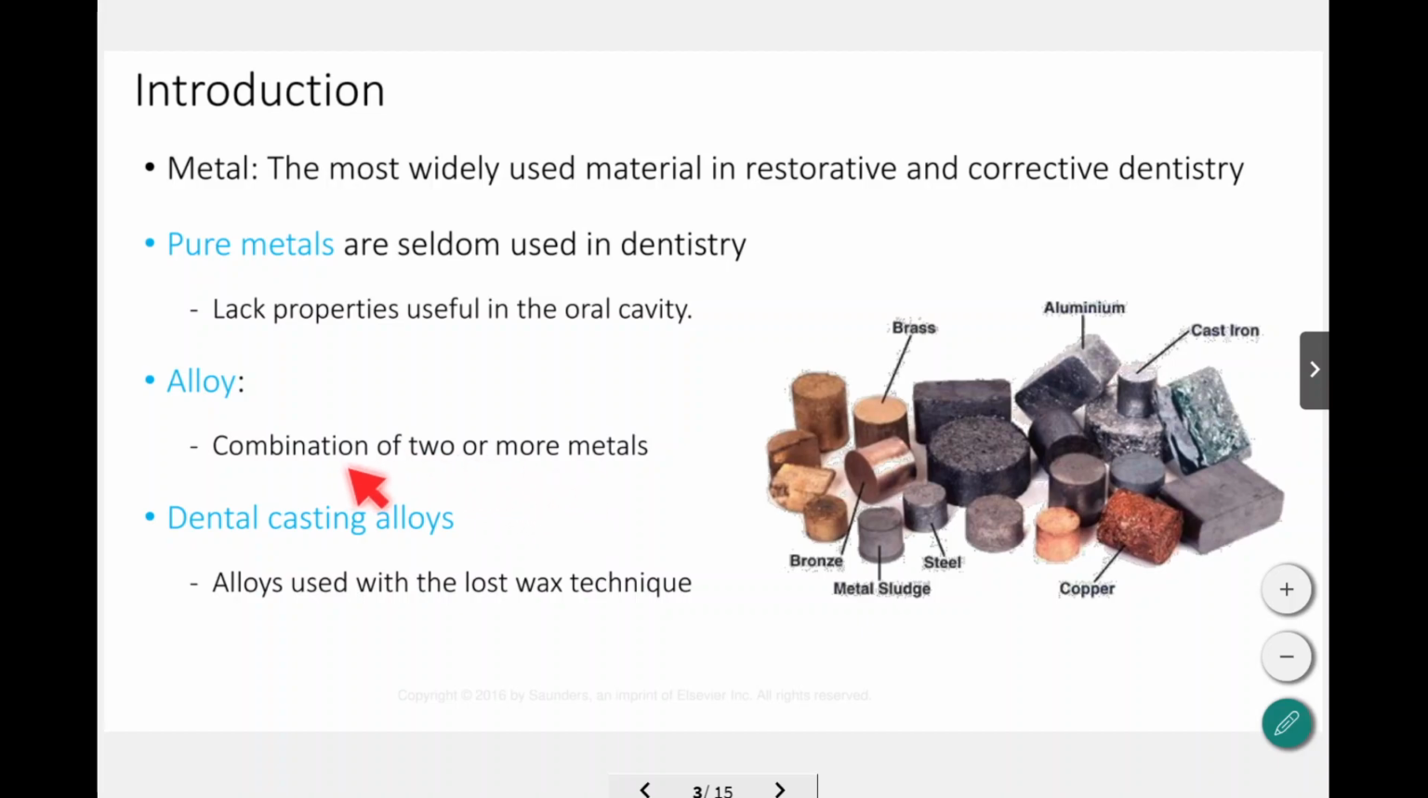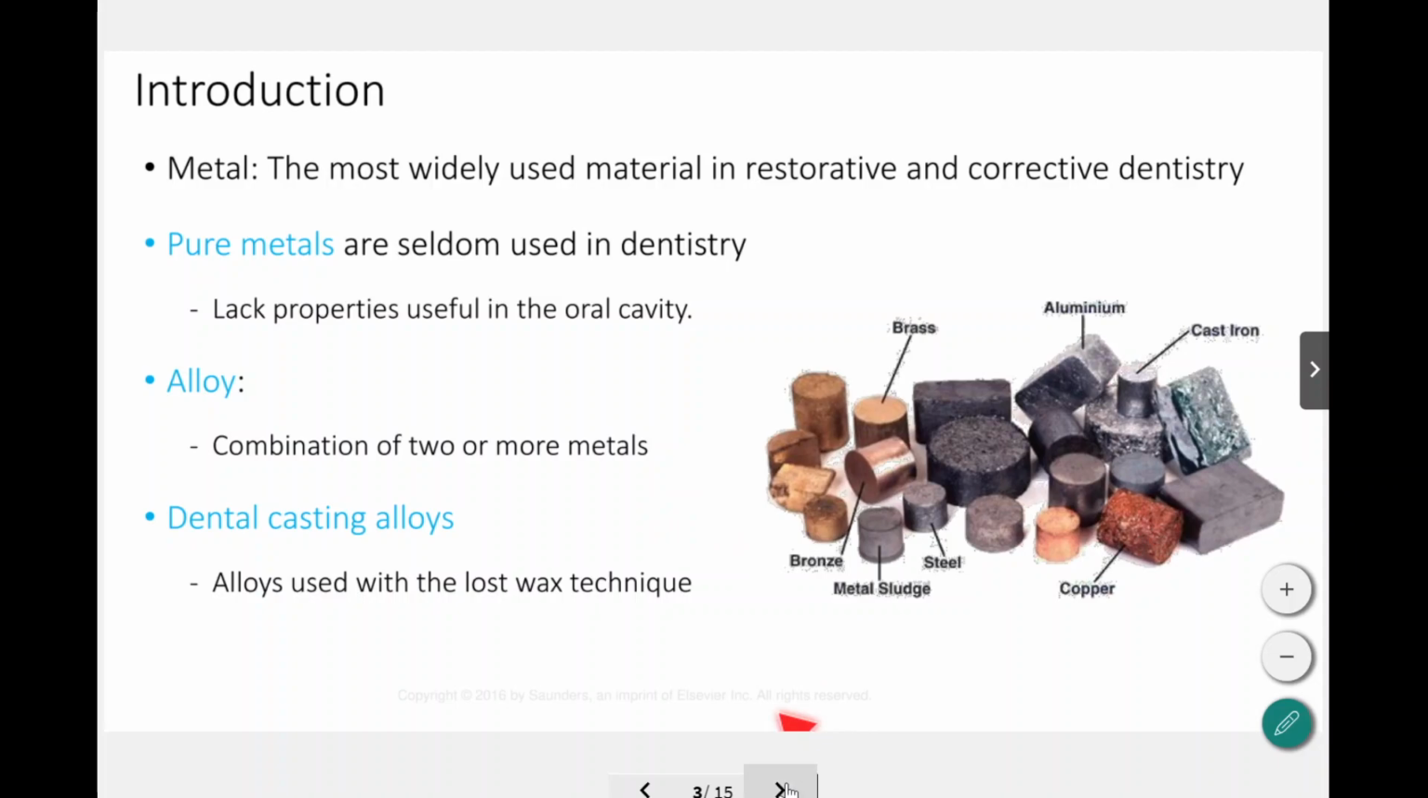So the alloys that we use in dentistry, especially with the lost wax technique, we call the dental casting alloys. Okay? Do you guys remember the lost wax technique? I know we talked about it, and I think I did show you a video about it. It was when we were talking about waxes, most probably. So, yeah. Anyone else? You guys remember anything about the lost wax technique?